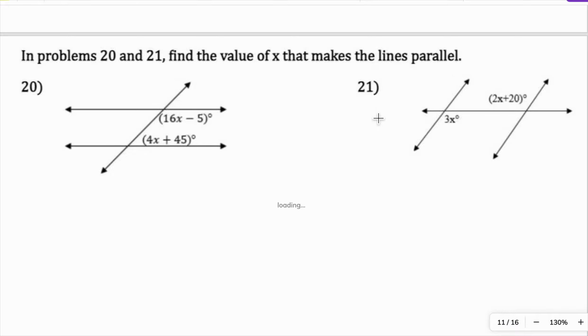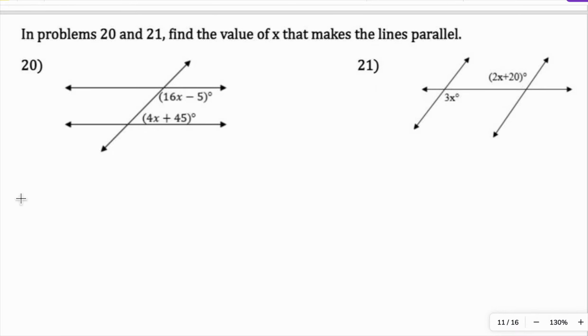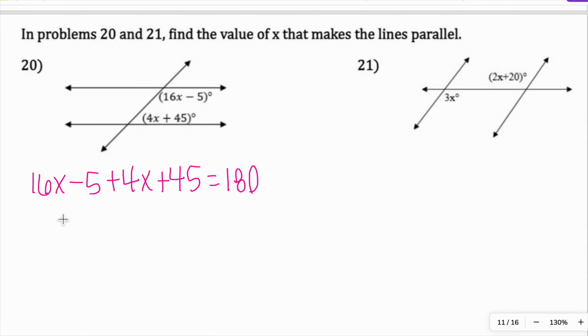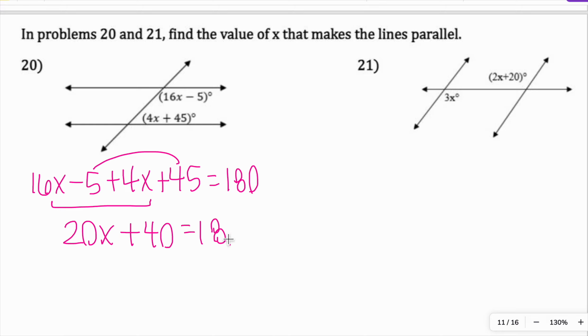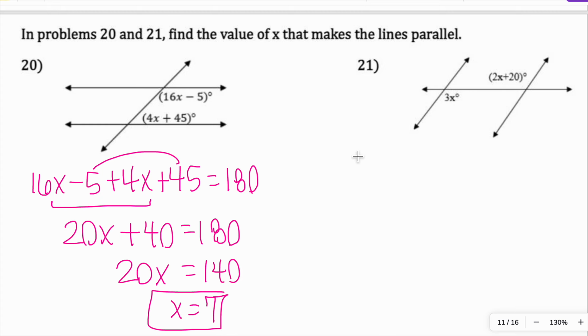Okay. 20 and 21, find the value of x that would make our lines parallel. For 20, these are consecutive interior angles, so I'm going to add them up to be equal to 180. So 16x and 4x is 20x, and negative 5 and 45 gives me 40, equaling 180. Subtracting 40 from both sides, I'm going to get 20x equals 140, so x is equal to 7. And then 21, these are equal to one another because these are alternate interior. So 3x is equal to 2x plus 20. And if I move my 2x to the left, I'm going to get x equals 20.